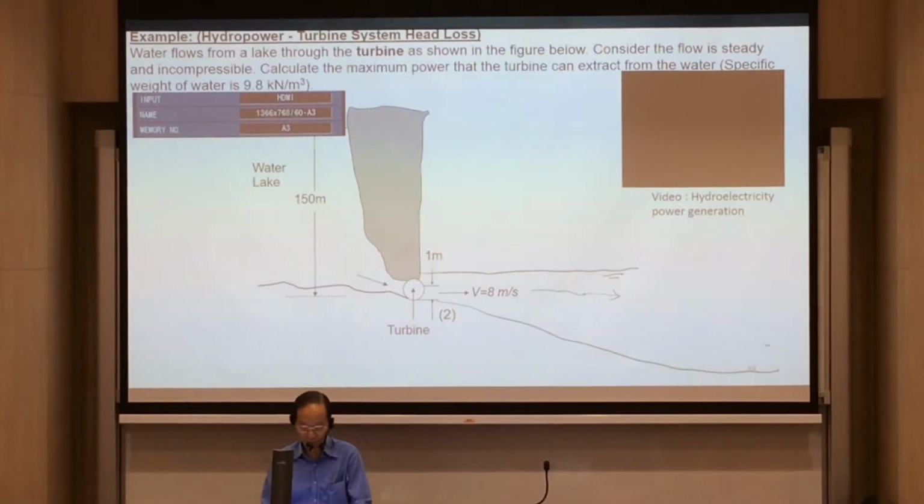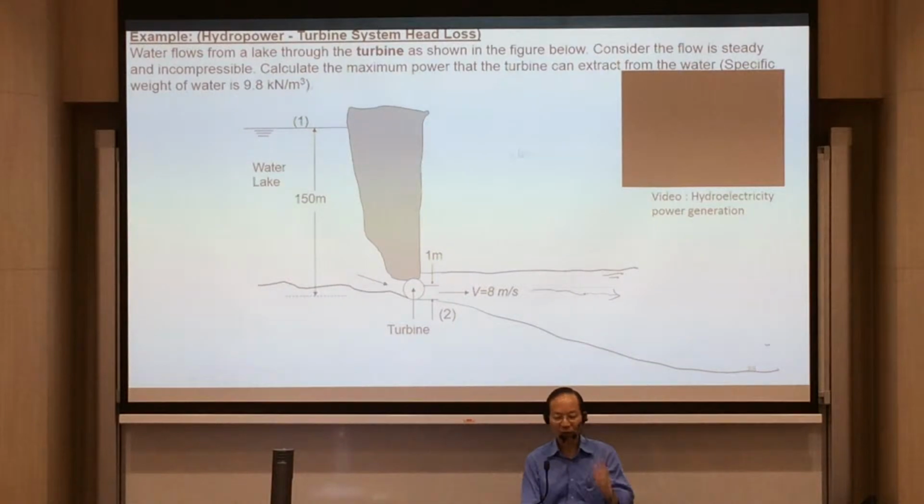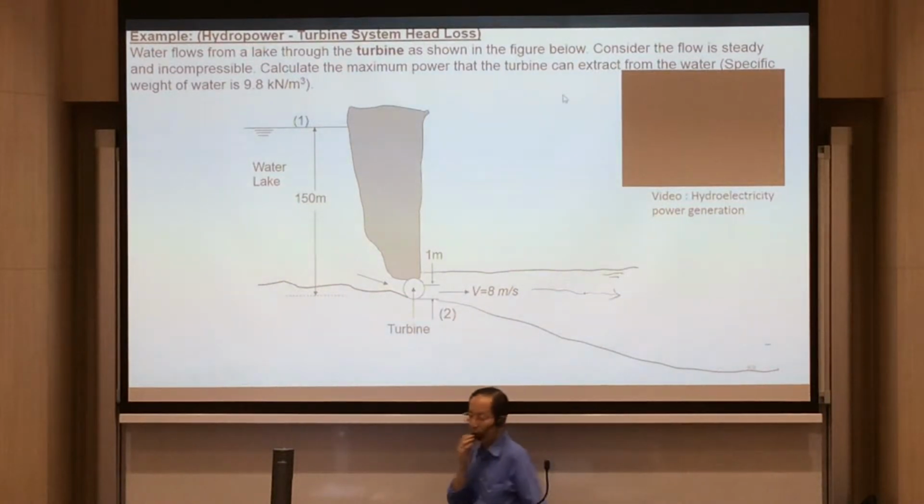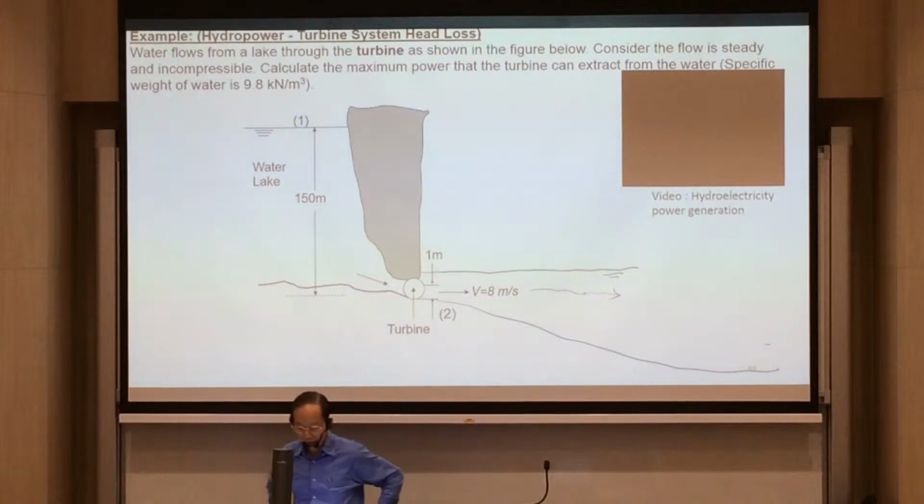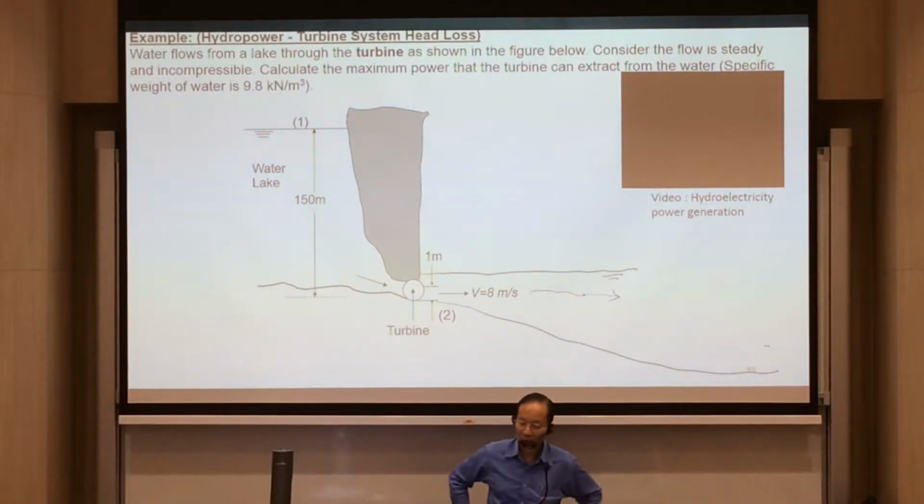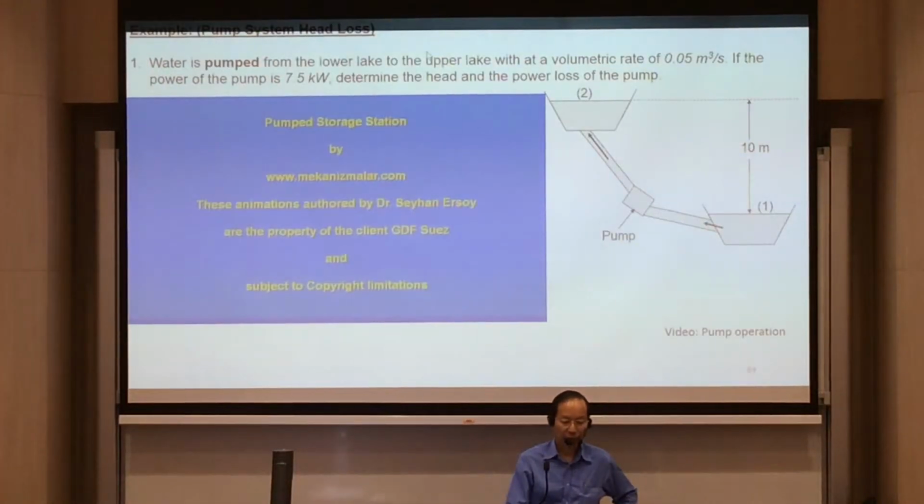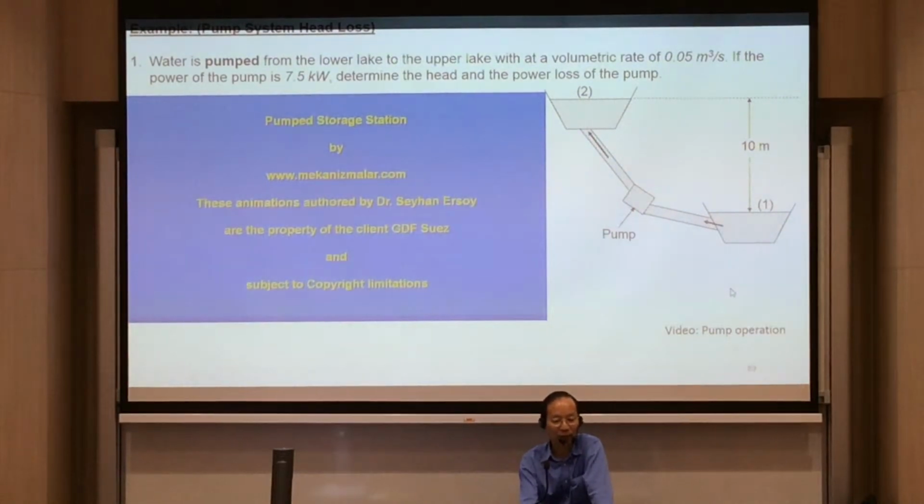For that question, we're looking at calculating the maximum power that the turbine can extract from the water for this hydropower. We got maximum power as P subscript T, and it's equal to 9 times 10 to the power of 3 kilowatts. Okay?